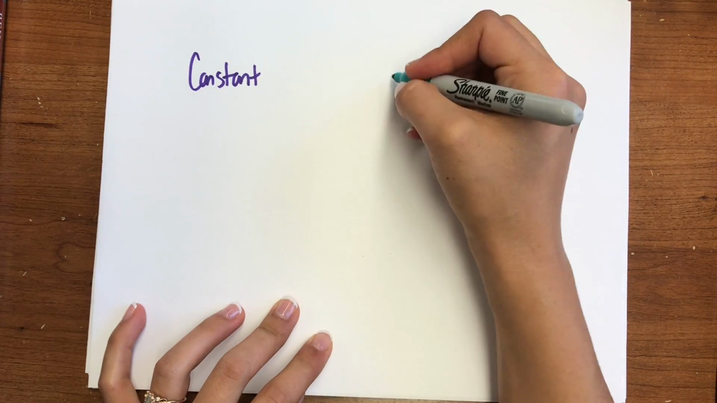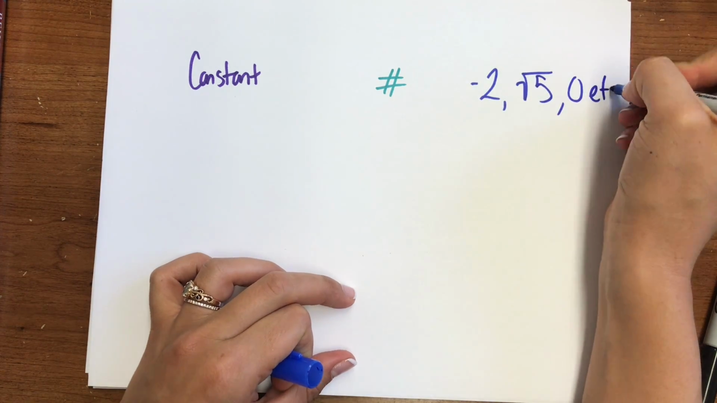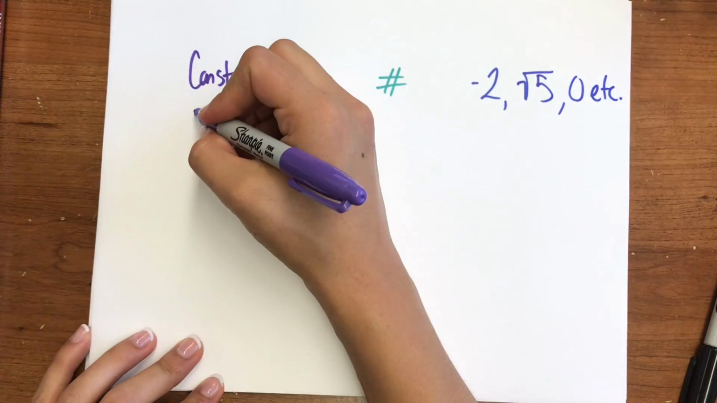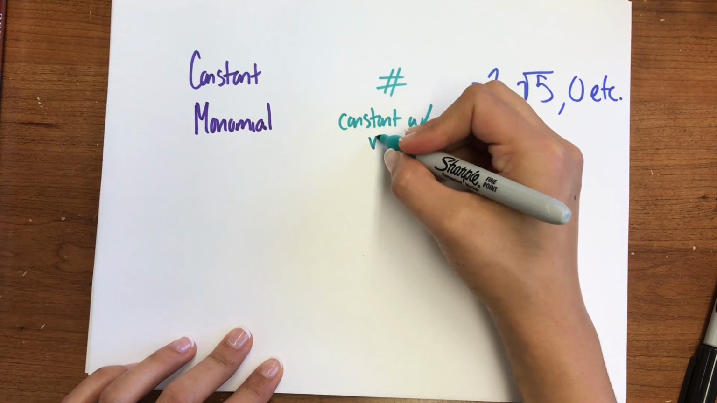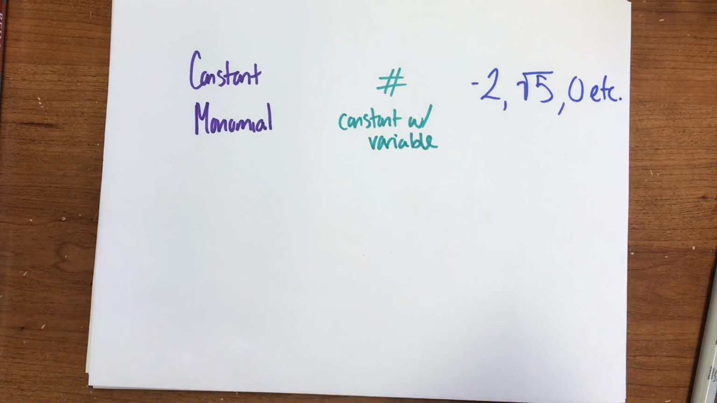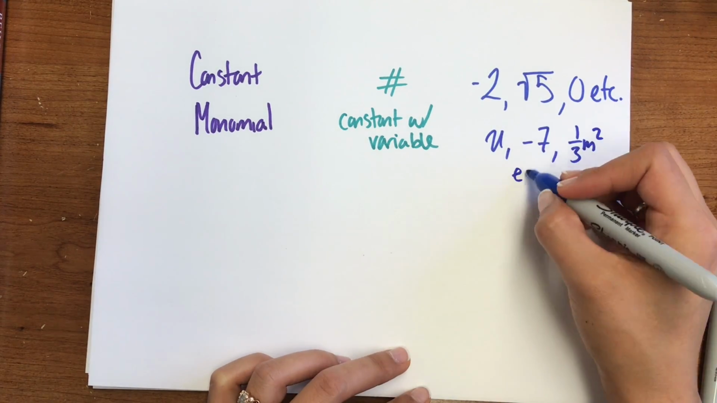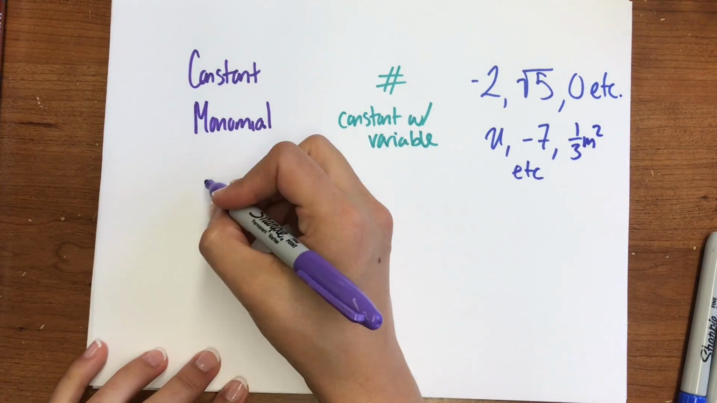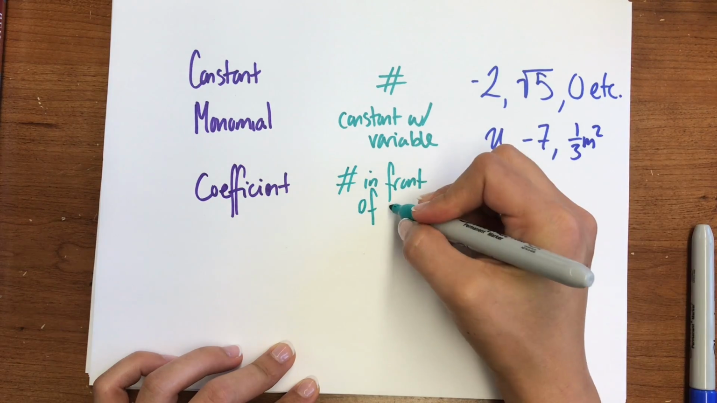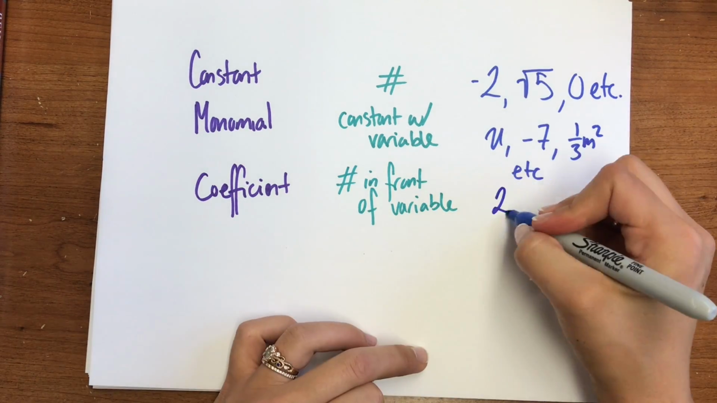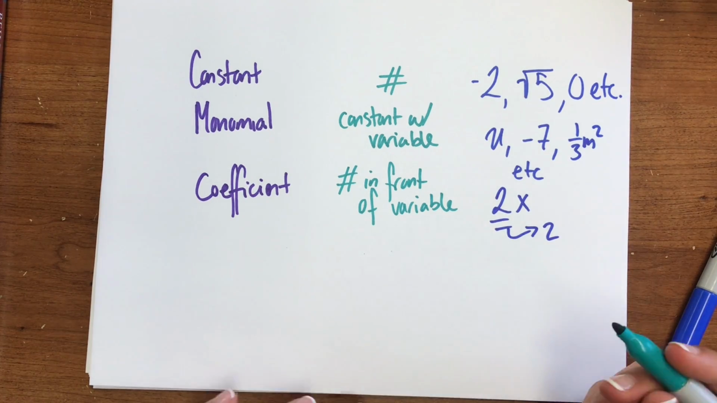So we're going to go over some definitions. What is a constant? A constant is just a number. So it'll be maybe -2, square root of 5, 0, etc. Any number. A monomial can be a number, a constant, or a constant with a variable, any kind of one term, like u, or -7, or 1/3 m squared. Anything that's all multiplied together, it's just one term. That's a monomial. Now, a coefficient is the number that's in front of a variable. So 2x would have a coefficient of 2.